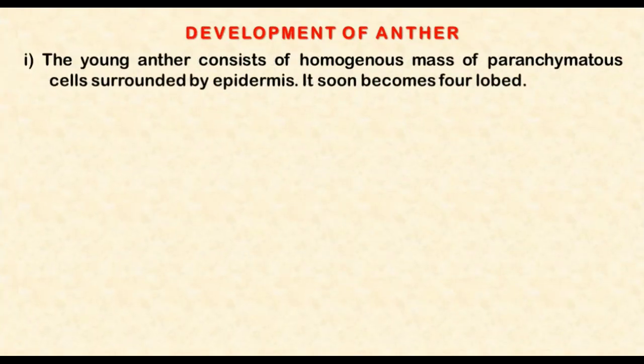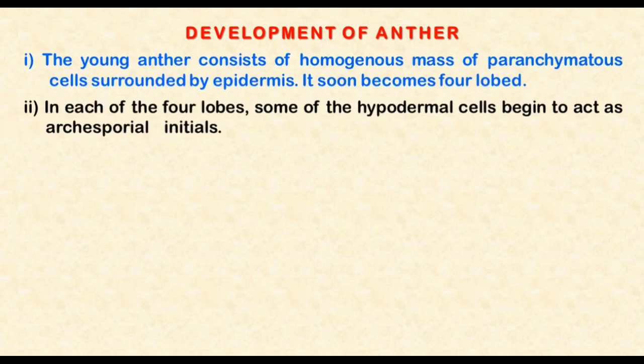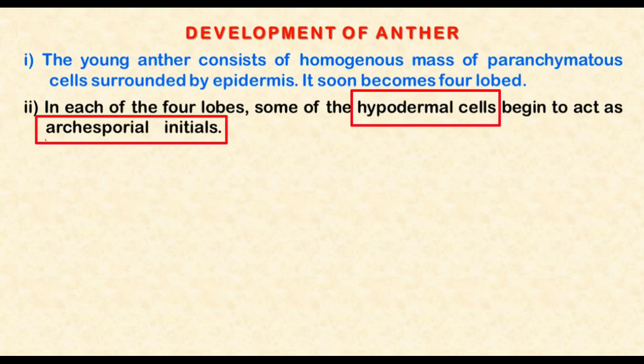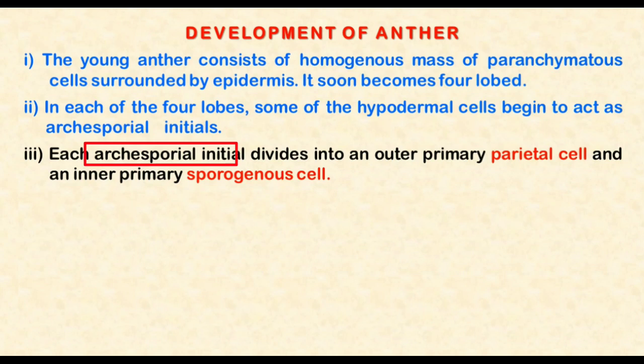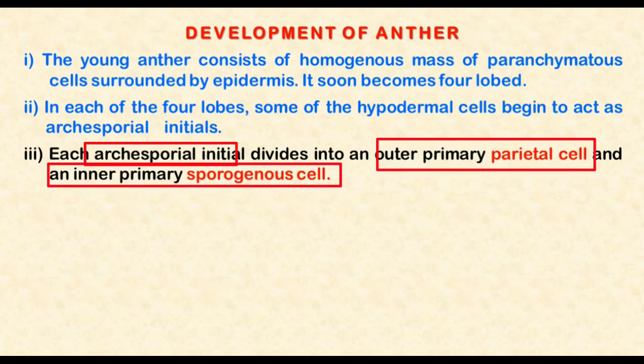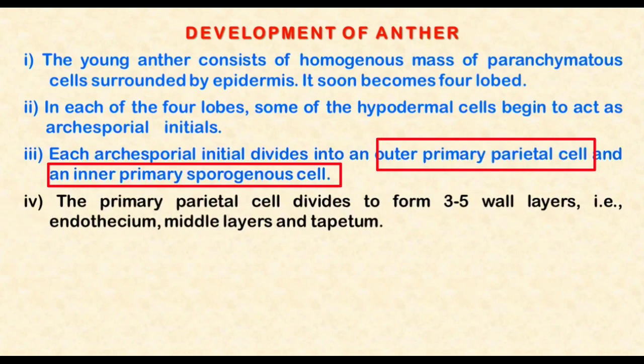Next is the development of anther. Young anther consists of a homogeneous mass of parenchymatous cells which are surrounded by epidermis. Soon it becomes four-lobed. In each lobe there are some hypodermal cells. They differentiate to form the archesporial initials. These archesporial initials then divide to form an outer primary parietal cell and an inner primary sporogenous cell.